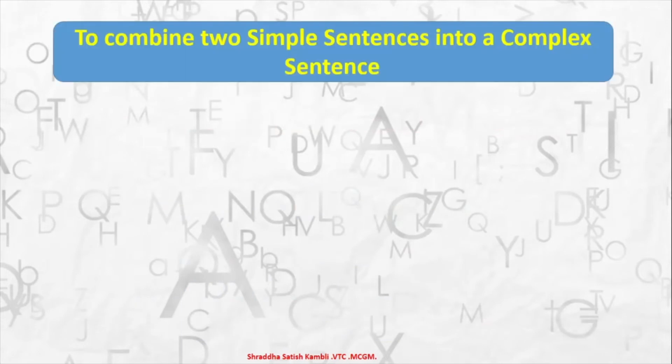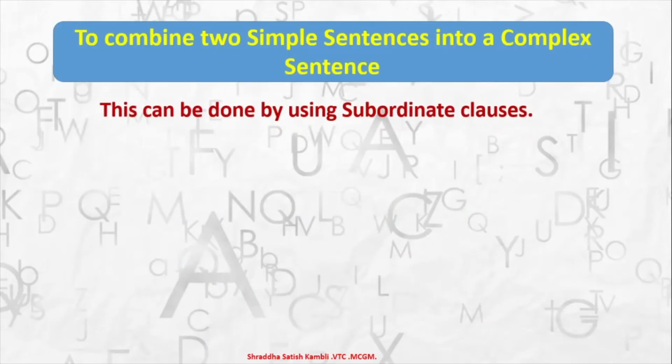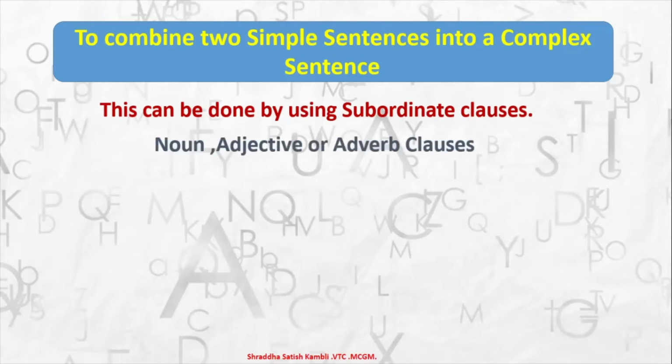Okay, moving on, let's see how to combine two simple sentences into a complex sentence now. This can be done using a subordinate clause. So you can create a subordinate clause, either a noun clause or an adverb clause, in order to combine two simple sentences into a complex sentence. Because in a complex sentence, you have one clause, one part of the sentence which is dependent on the other part. Okay, so here you have some kind of clause that you can use. You can use a noun, adjective, or adverb clause.